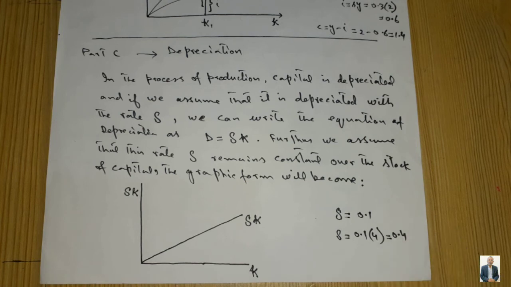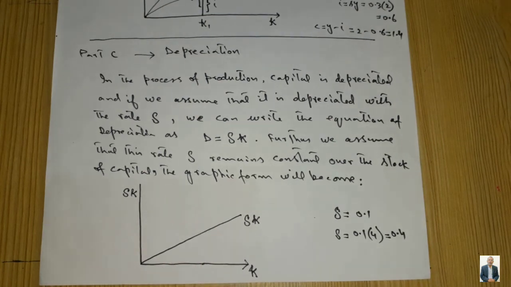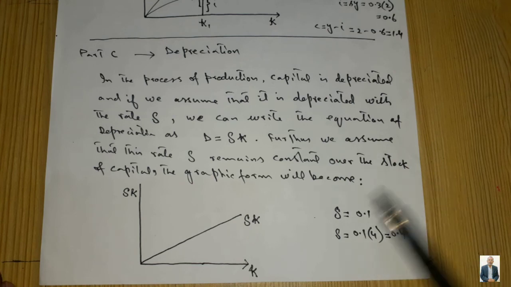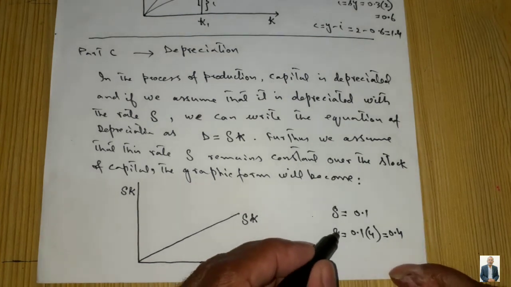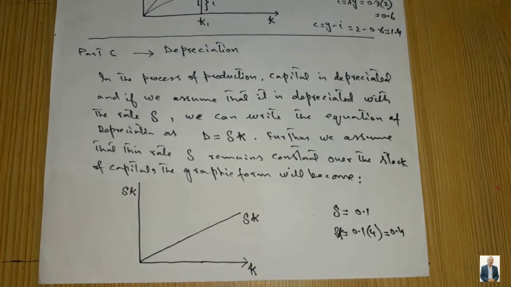So in the figure we have a straight line. When K is increasing, depreciation is also increasing at a constant rate. If you assume a numerical example, if delta is 0.1 and K is equal to 4, then the total depreciation is 0.4. 0.1 is assumed as delta, I mean the depreciation rate.